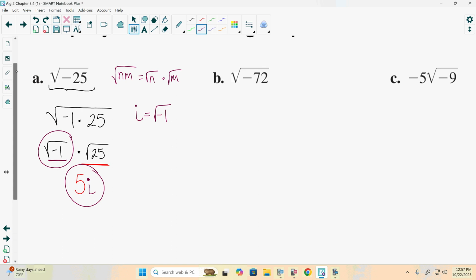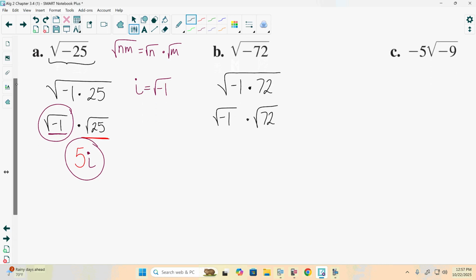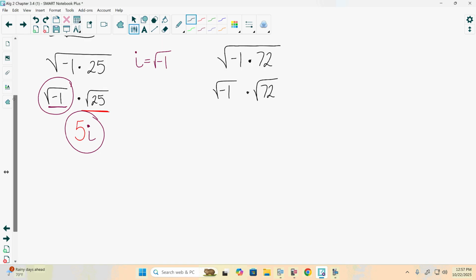Now we look at the next one, the square root of negative 72. We can do the exact same thing we just did. We can consider the two main parts. We have the negative 1, our negative part of the square root of 72, and our 72. Again, we can break it up into the square root of negative 1 times the square root of 72. Now we can simplify the square root of 72. We've got to find the perfect squares that make up 72 and simplify those out.